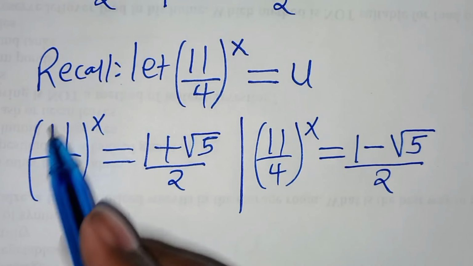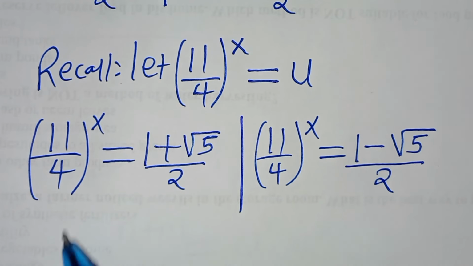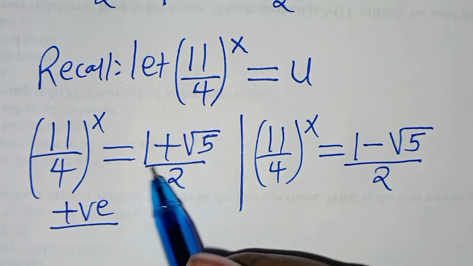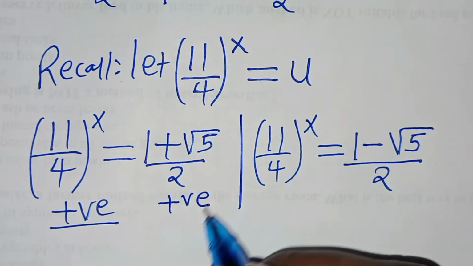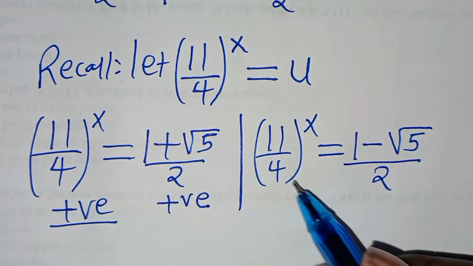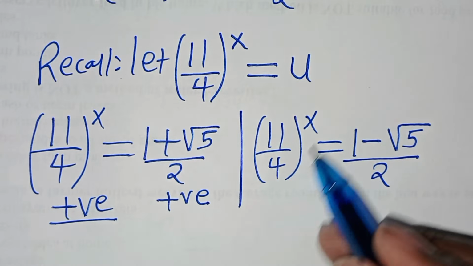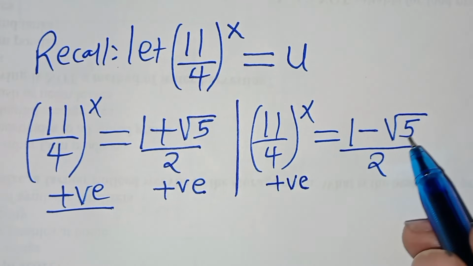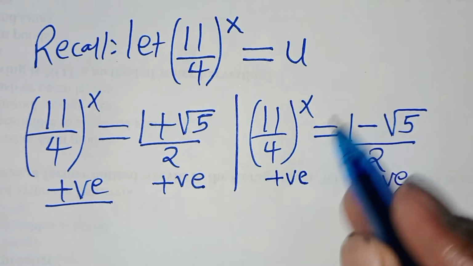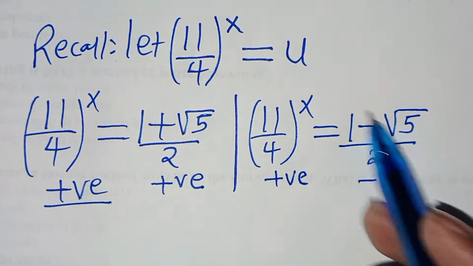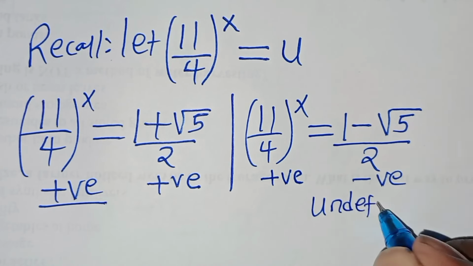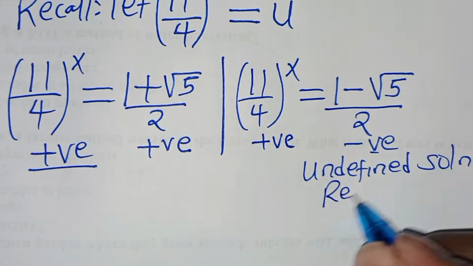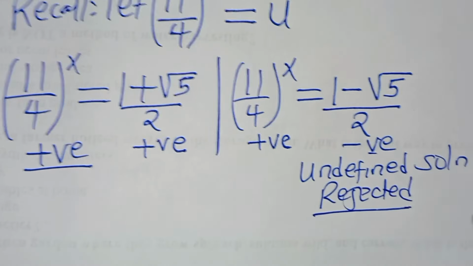So this implies that from the first part here, 11 over 4 raised to the power of x is supposed to give us a positive value, and on the right hand side we have a positive value, so we can proceed to solve for the value of x from here. But on the second part here, 11 over 4 raised to the power of x is supposed to give us a positive value, but on the right hand side we have a negative value, so we cannot proceed to solve for x here because this will be an undefined solution. So the second part here is rejected.